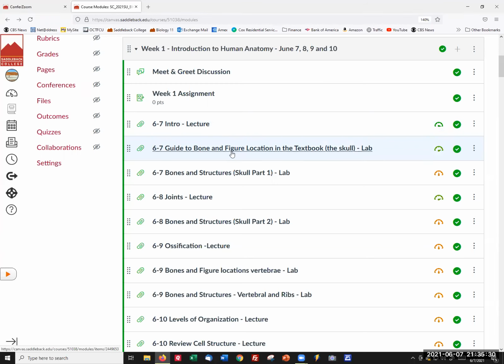Here's a guide I put together for you to bones and figure locations in the textbook for the skull. We're going to be doing the bones next. We're going to take 2 days to do the skull. The skull has so many little holes and crevices in it that it takes longer to get them settled for most people. So actually, we'll take part of today and tomorrow to do the skull.